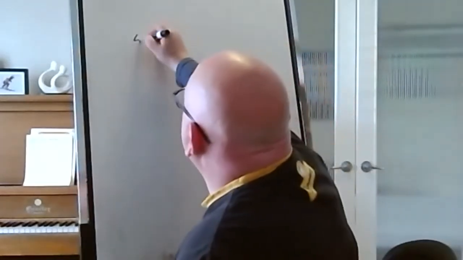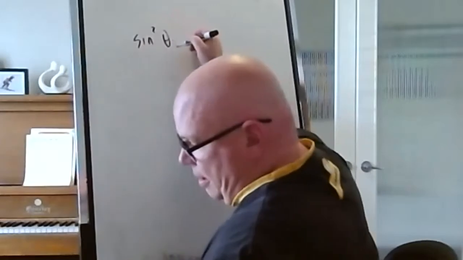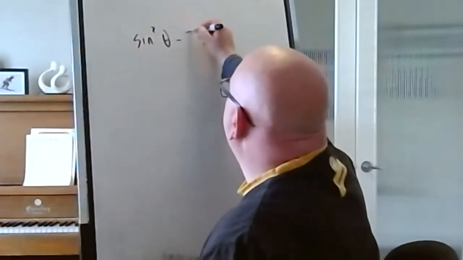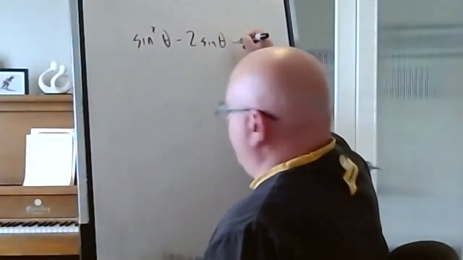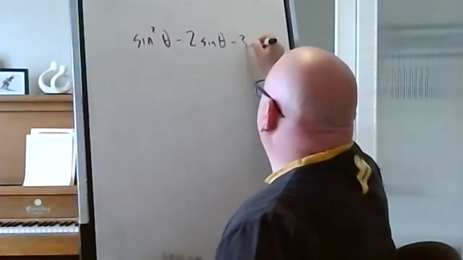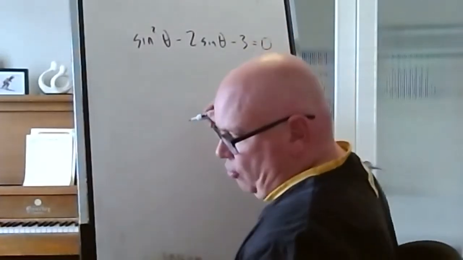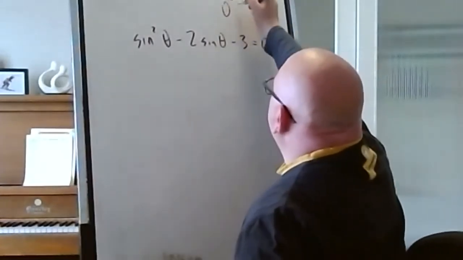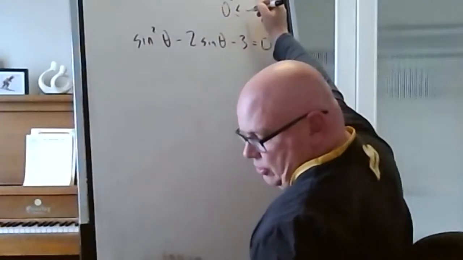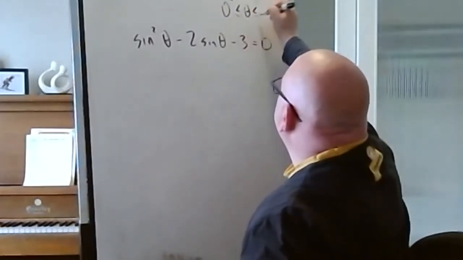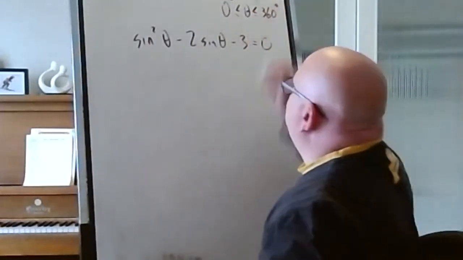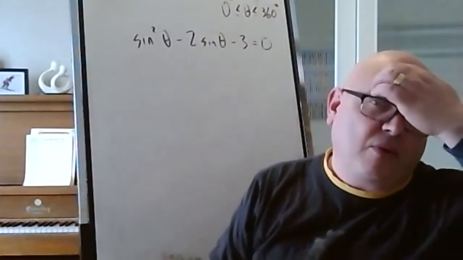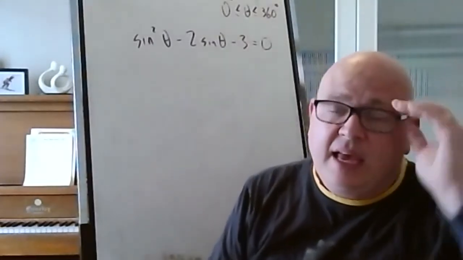However, it's really not that bad. If we look at this one, sine squared theta minus 2 sine theta minus 3 equals 0. We have a domain on here. That theta is going to be between 0 and 360, including those endpoints because it's less than or equal to signs for both of those.